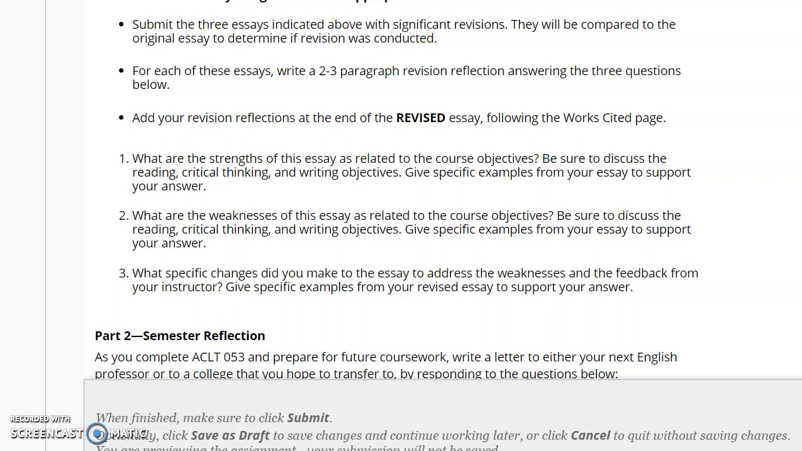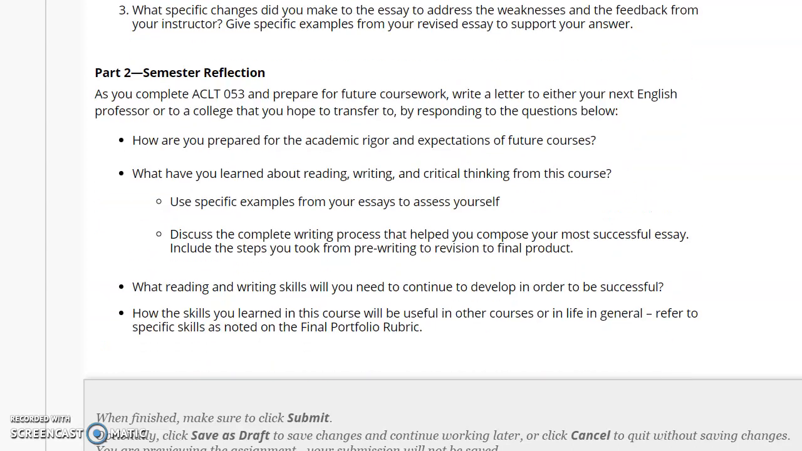3. What specific changes did you make to the essay to address the weaknesses and the feedback from your instructor? Give specific examples from the revised essay to support your answer.